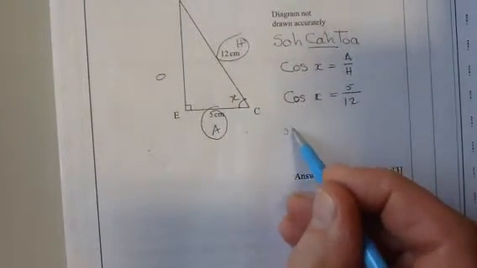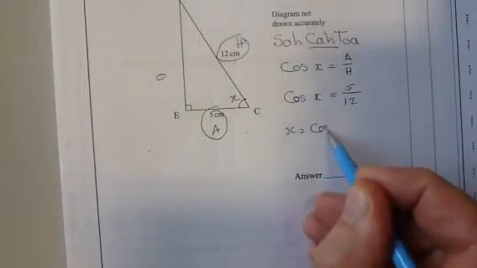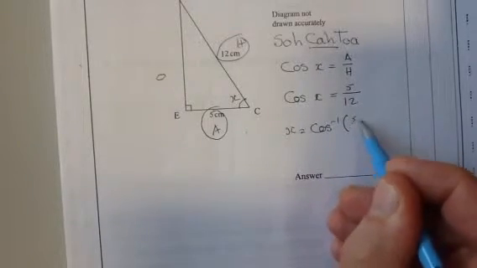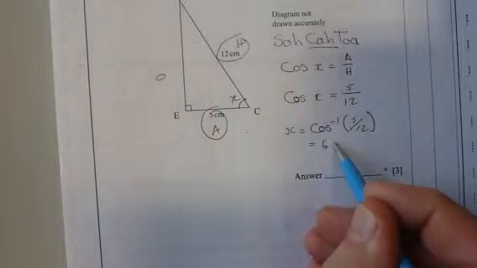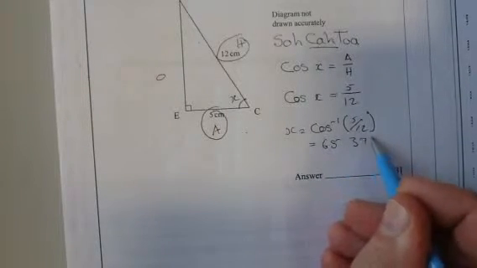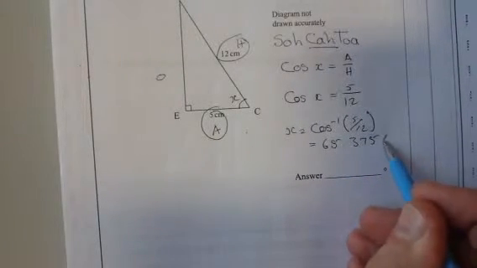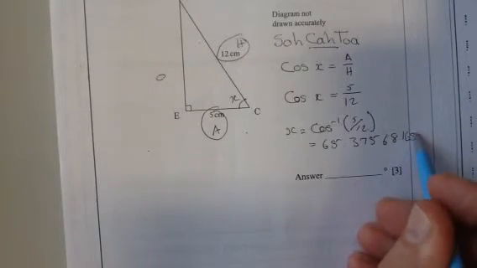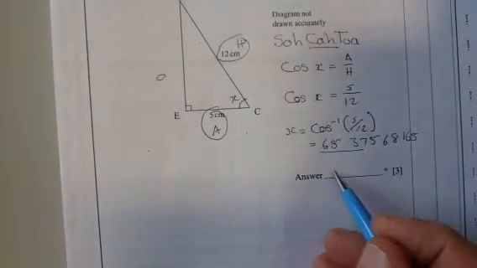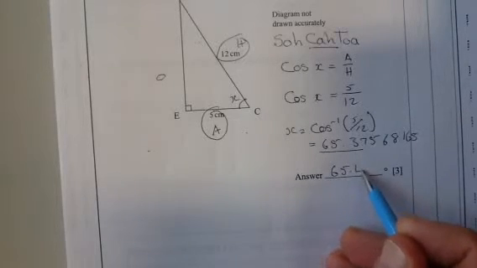Okay, so to get the angle then we get the inverse cos, or cos to the -1, of 5 over 12. And our calculator gives 65 point something. And I like to write down the whole number. Okay, and then give it to the nearest decimal place: 65.4 degrees.